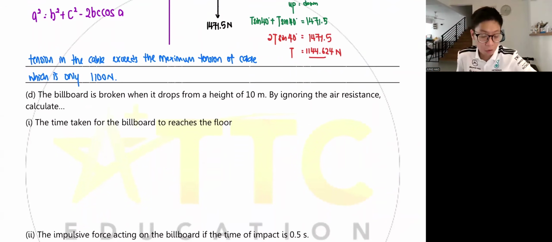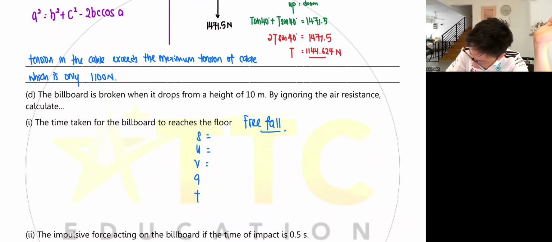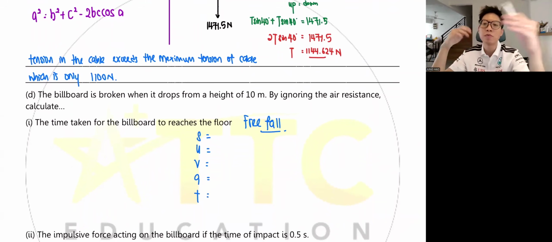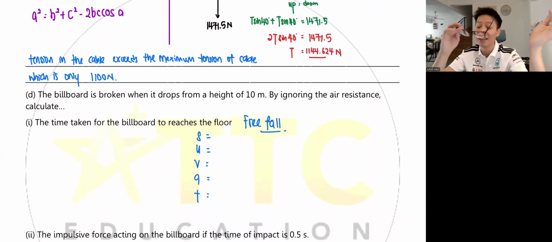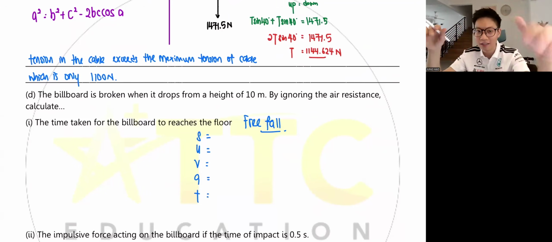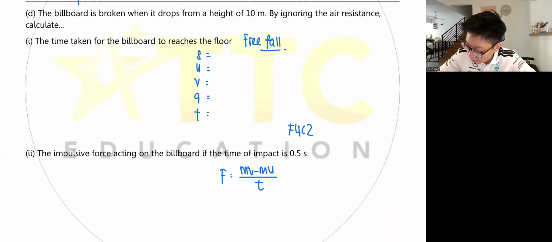So the cable is broken, it drops. Time taken for the billboard to reach the floor. To do this question, we have to do something we call free fall. And to do free fall, we need to use SUVAT, the displacement, velocity, acceleration, then use the 9.81, if you know what I mean, right, guys? Then you get the time taken and everything. After free fall, for the impulsive force, you just have to do F equals to mv minus mu over t. So these are all Form 4 Chapter 2 stuff.